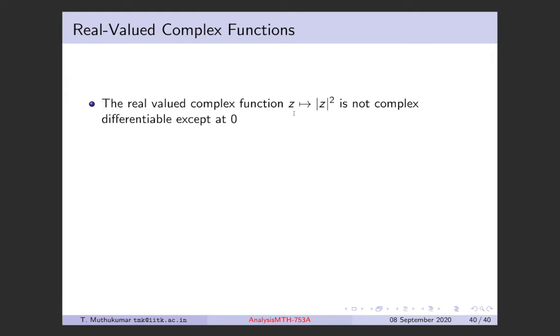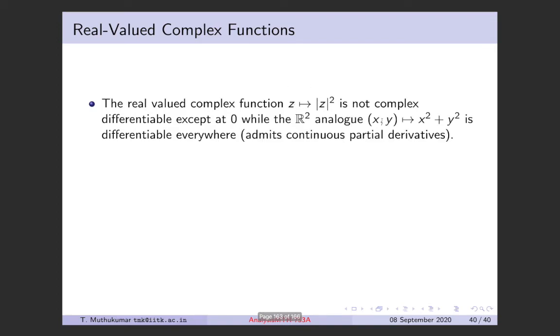So look at this function z going to mod z square. This function we have already seen is not complex differentiable except at 0, right? I showed you that this was complex differentiable at 0, but it's not holomorphic. I gave that example. Whereas the corresponding map in R2, that is x comma y going to x square plus y square, is precisely the analog map in R2 of this mod z square.